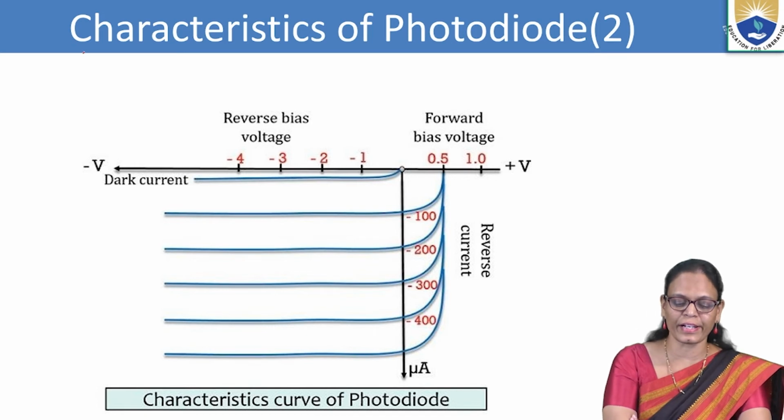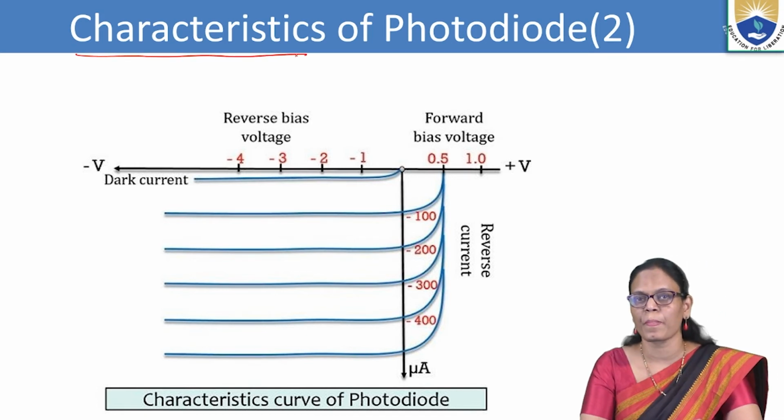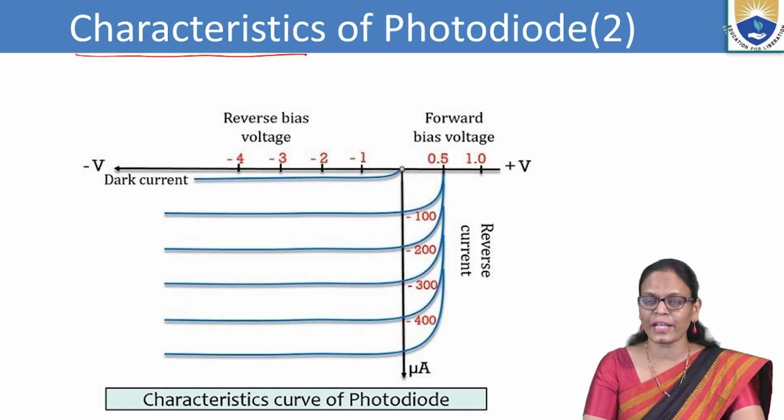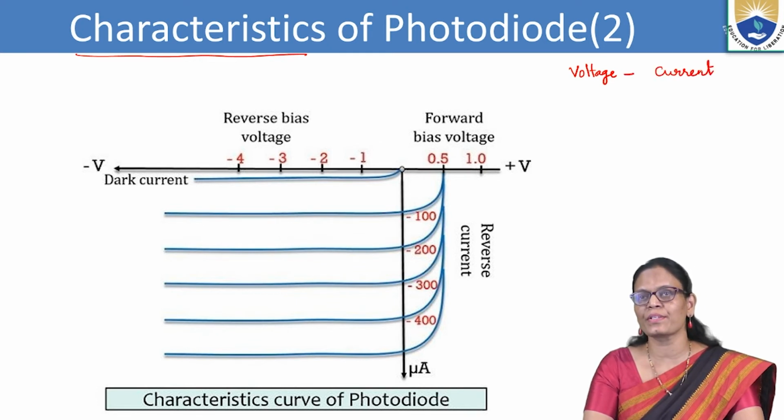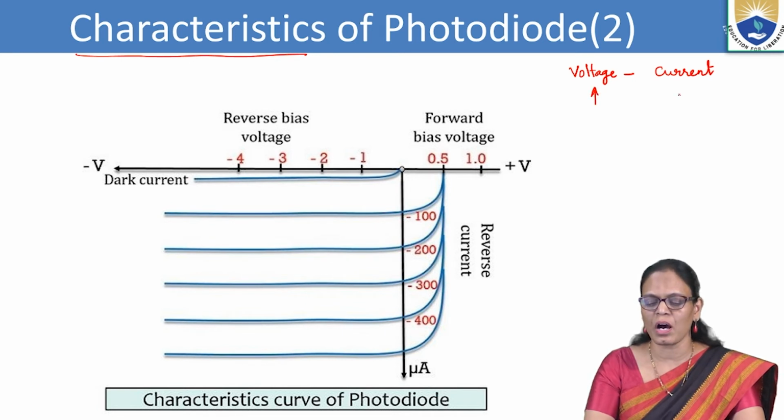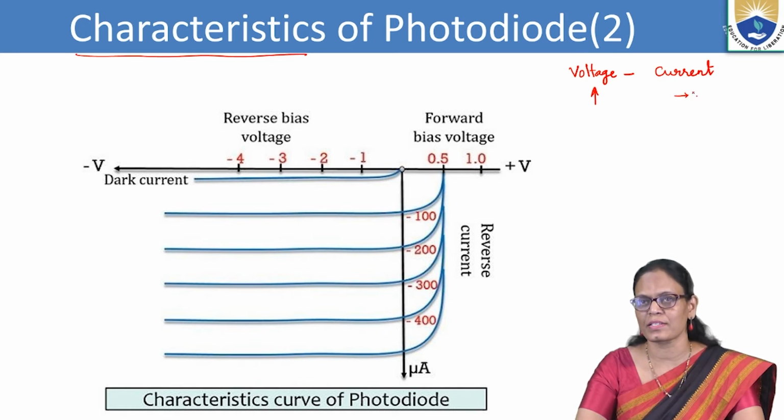Now let us see the characteristics of the photodiode. So what characteristics we are going to see is the voltage current characteristics. We call them voltage current characteristics. Means what we are going to study here is, with the increase in voltage, how the current varies. That is what we are going to understand.